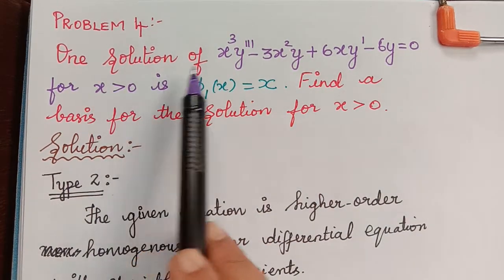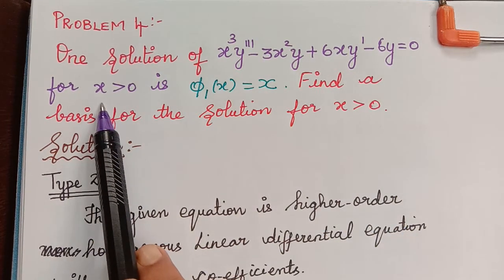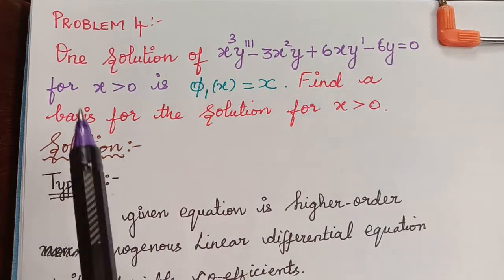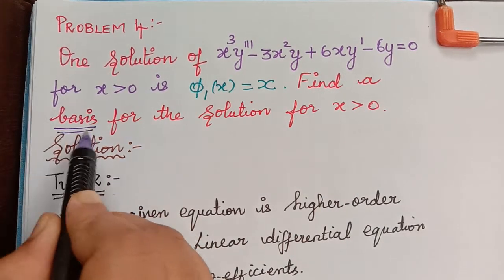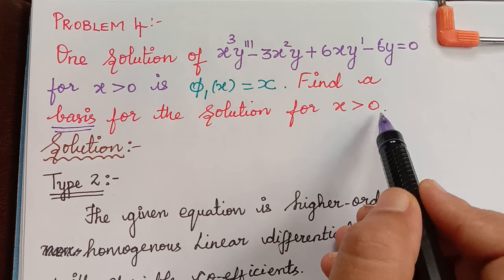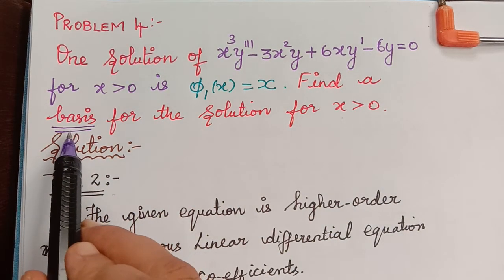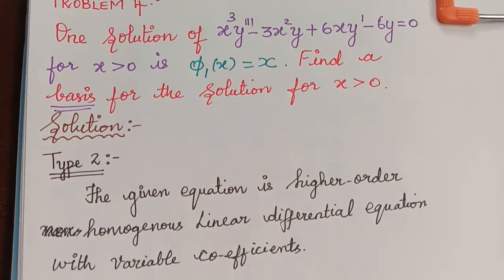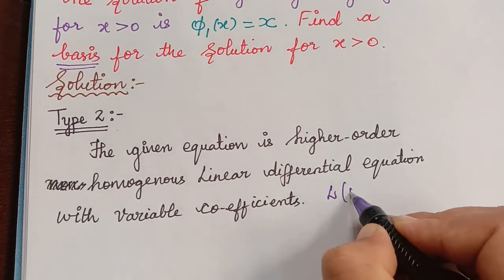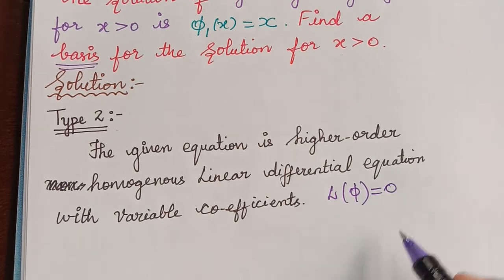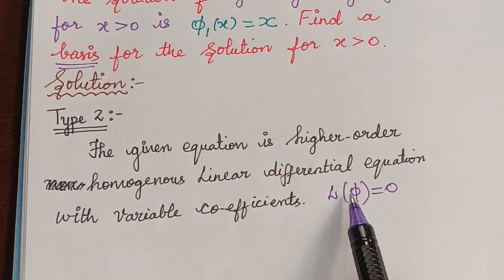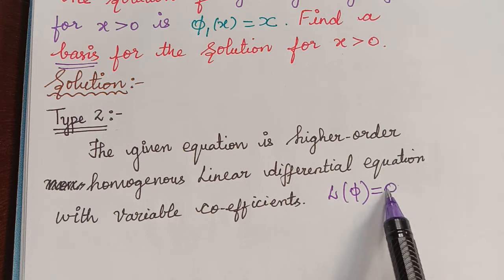The question is, one solution of this equation given for x greater than 0 is phi 1 of x equal to x. Find a basis for the solution for x greater than 0. Already we have seen the definition of basis, where we saw that for the equation L of phi equal to 0, this is a linear differential equation with variable coefficients, and it is a homogeneous equation, because the right hand side is 0.